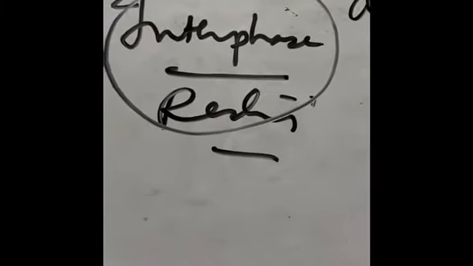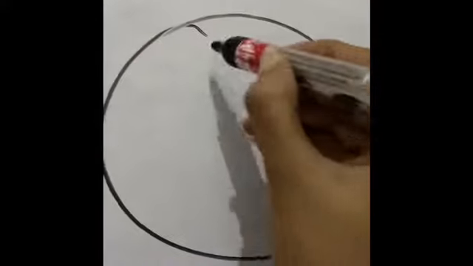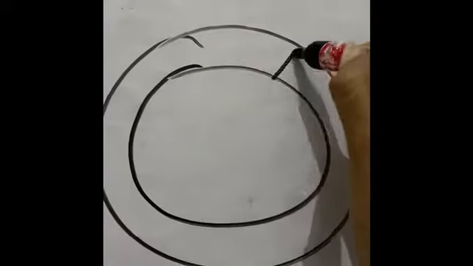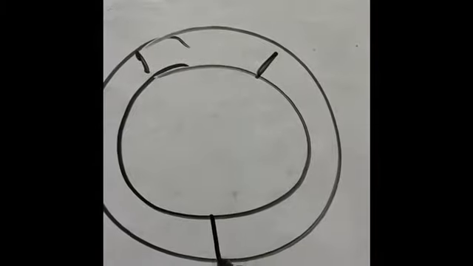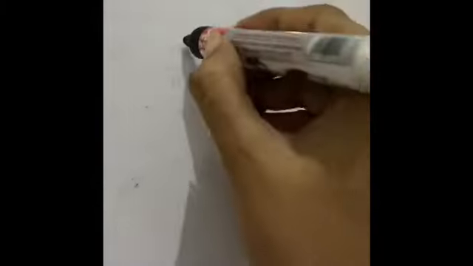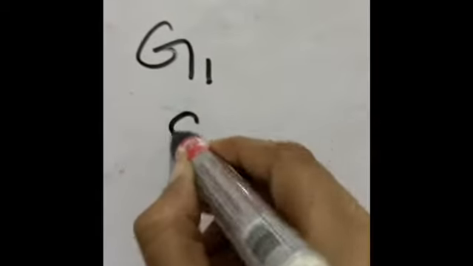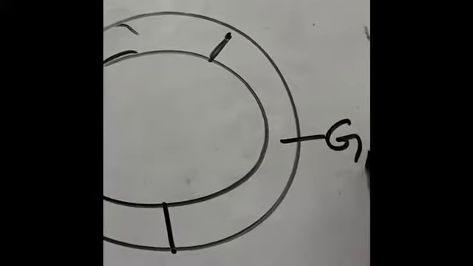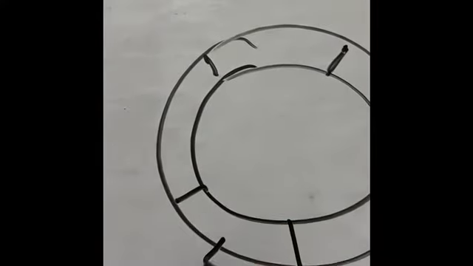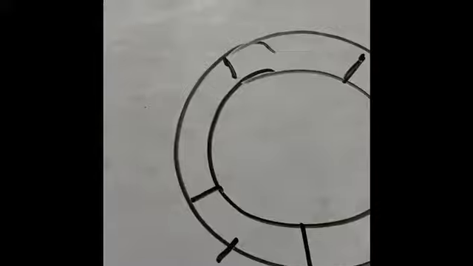What is happening in interphase? We'll draw a small cell cycle. Imagine this is a cycle. You know what a cycle is. We are talking about the parts of interphase. Interphase has 3 phases: growth 1, synthesis, growth 2. This bigger one is the growth 1 phase, then there is a small synthesis phase, and then there is the growth 2 phase.